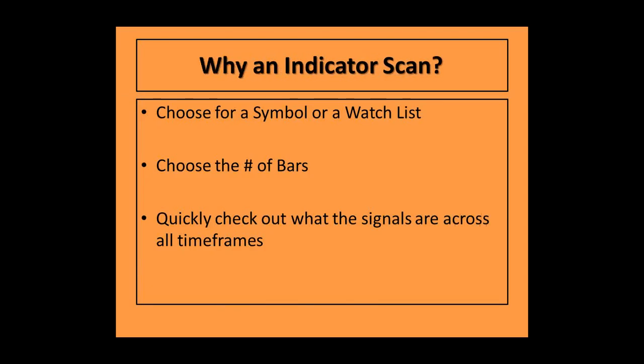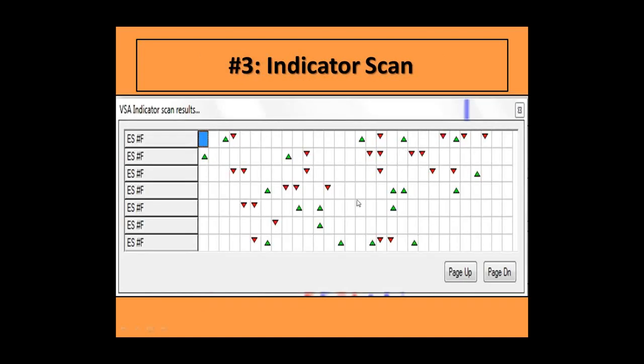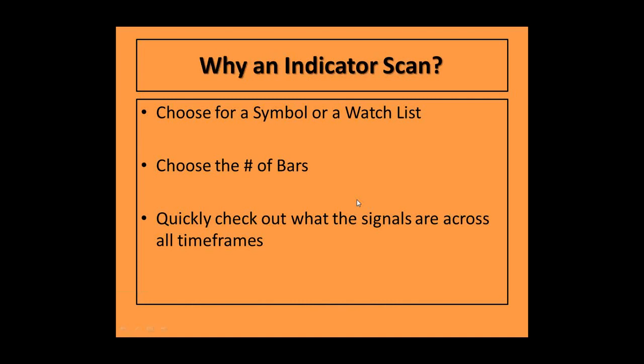So why an indicator scanner? You can choose a symbol or a watch list. You can choose the number of bars. Oh yeah, I chose 30 bars. I'll show you again, this was 30 bars, and you could do more than that. You can quickly check what the signals are across all time frames. I also like this for stocks or instruments that I'm not trading at the moment. If there's something I'm keeping an eye on but not yet ready to trade, you can do that.